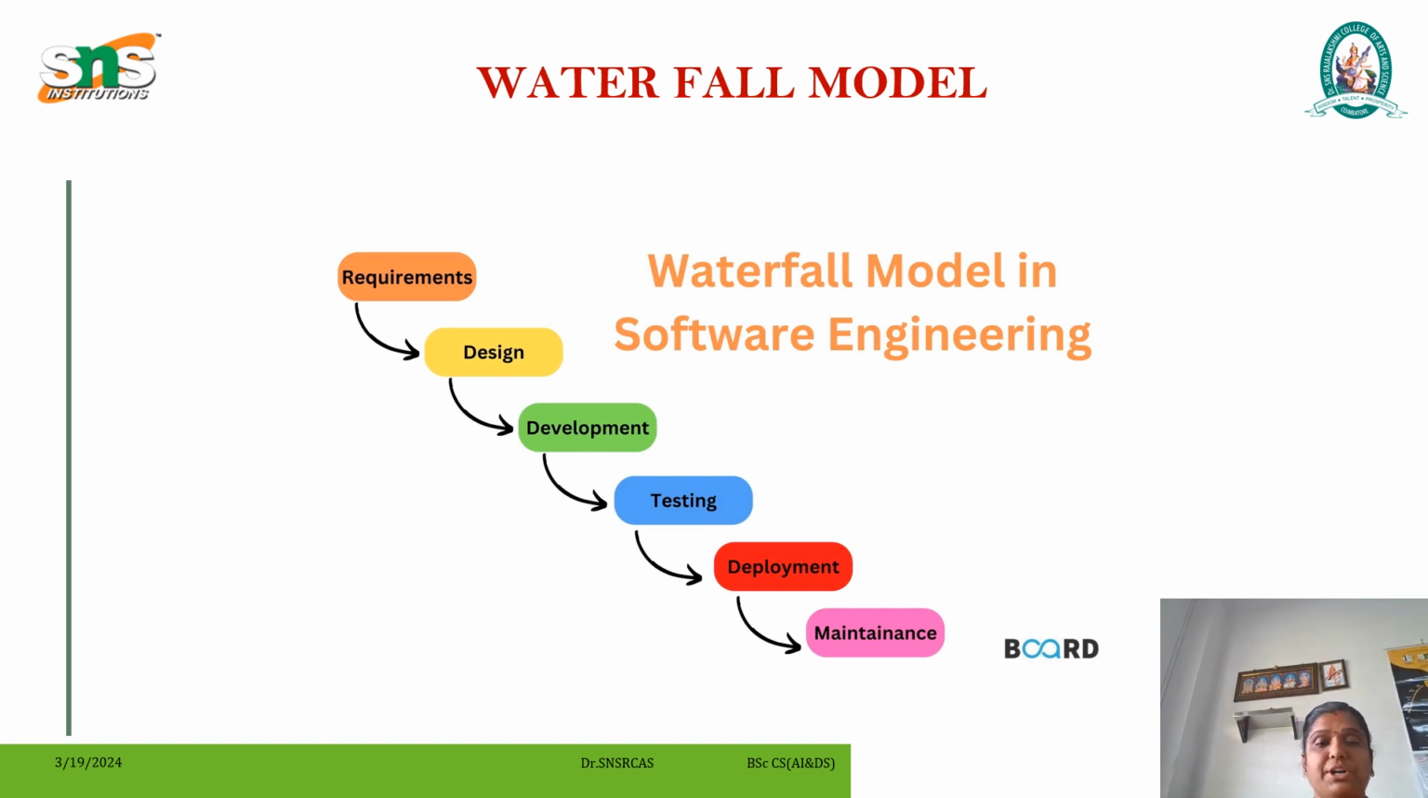So in the case of the waterfall model, it can be classified into requirements, design, development, testing, deployment, and maintenance. In the waterfall model, we have many phases. In the case of sequential phases, the waterfall model divides the software development process into distinct sequential phases, including requirement gathering, design, implementation, testing, deployment, and maintenance. Each phase relies on the completion of the previous one, promoting a structured and systematic approach to development.